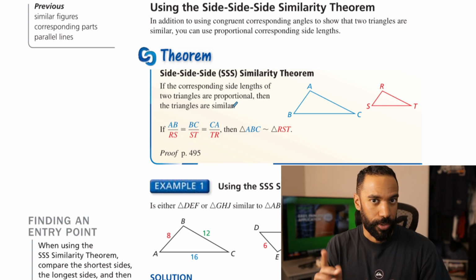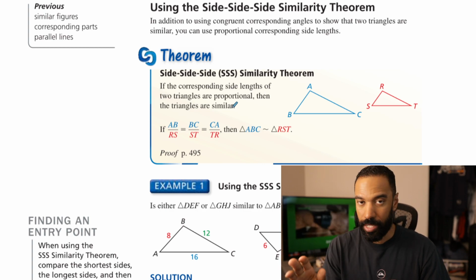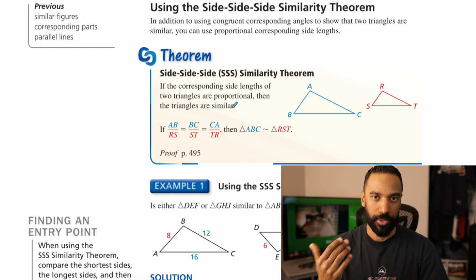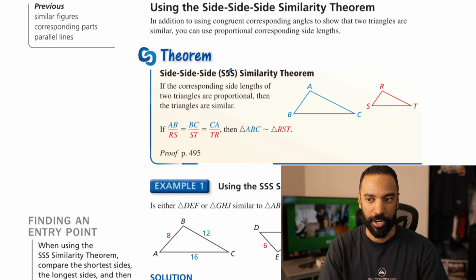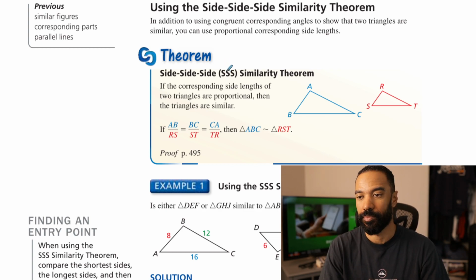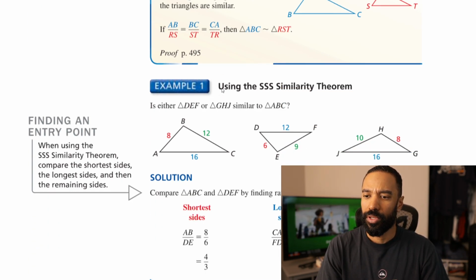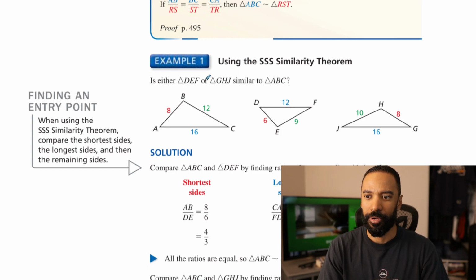Again, it's not triangle congruence, number one. And number two, this is unique to triangles, not to quadrilaterals and other things. So this is very specific to those ones, and we can use it. Okay, so let's use this as an example.